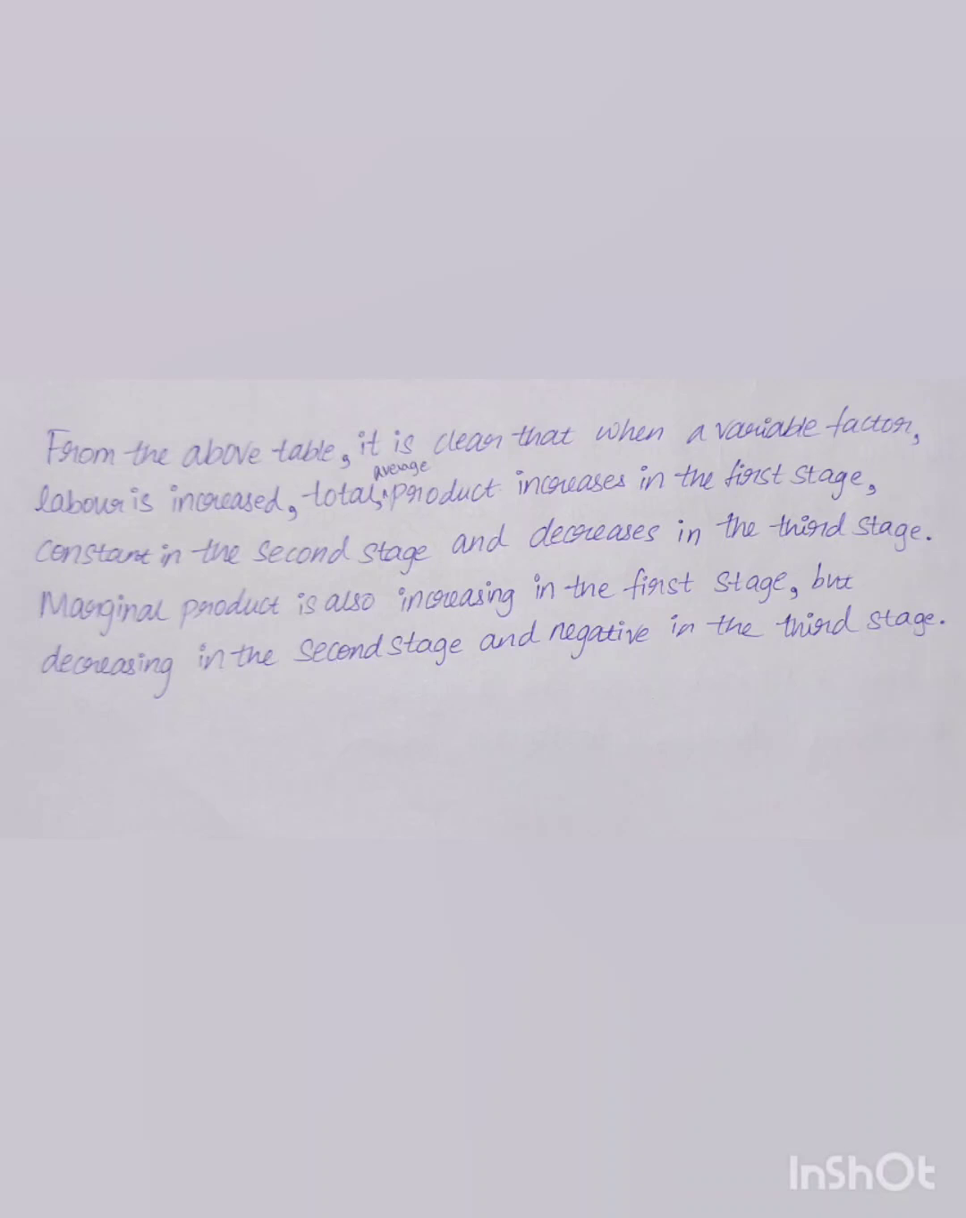And we need to even give a description, right, about the table, what we have understood from it. From the above table, it is clear that when a variable factor labor is increased, total and average product increase in the first stage, constant in the second stage, and decrease in the third stage. Whereas marginal product is also increasing in the first stage but decreasing in the second stage and negative in the third stage. Now we'll see the graphical representation.